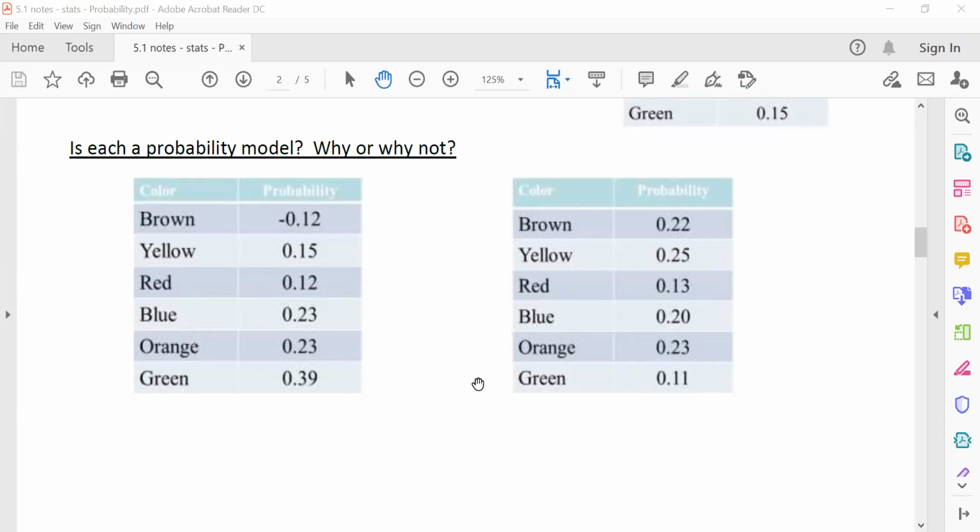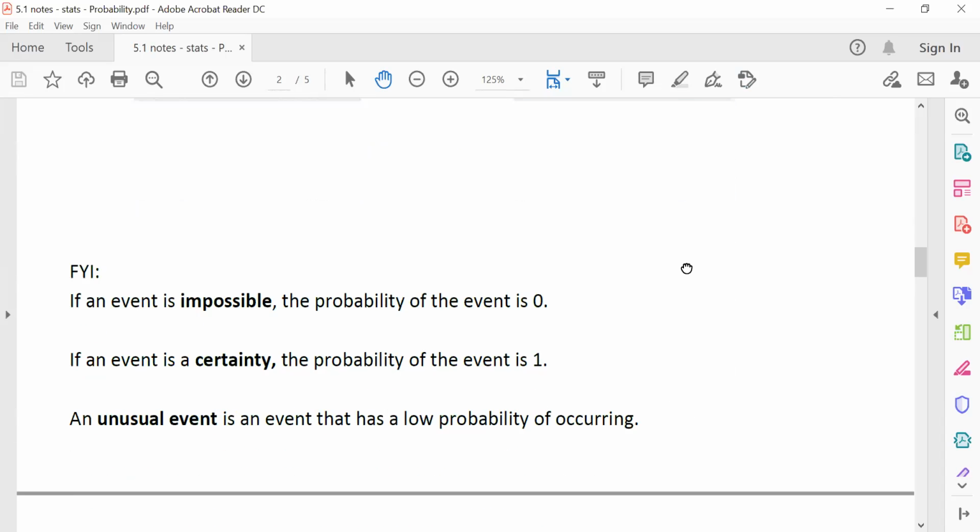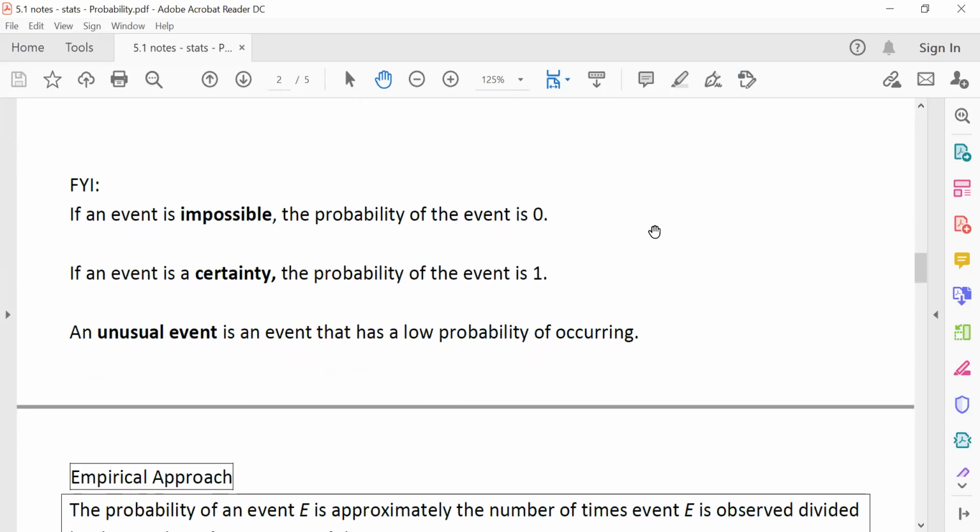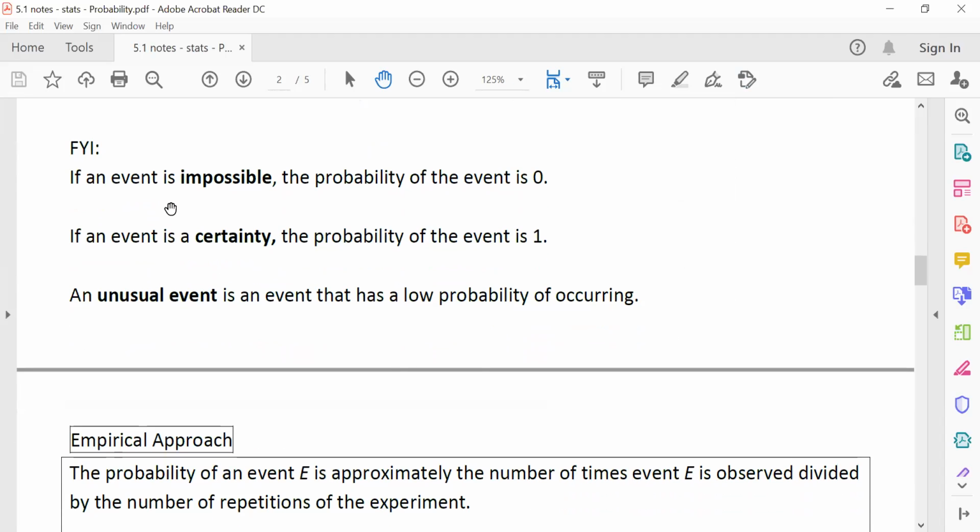So neither of these are probability models. And so, if an event is impossible, the probability of that event is 0. If it's impossible, it ain't going to happen. It has a 0 probability.